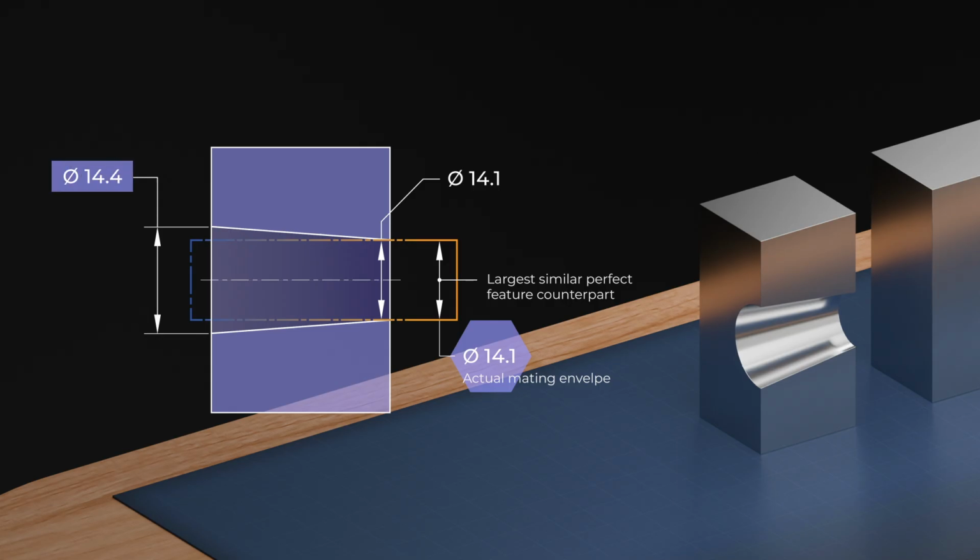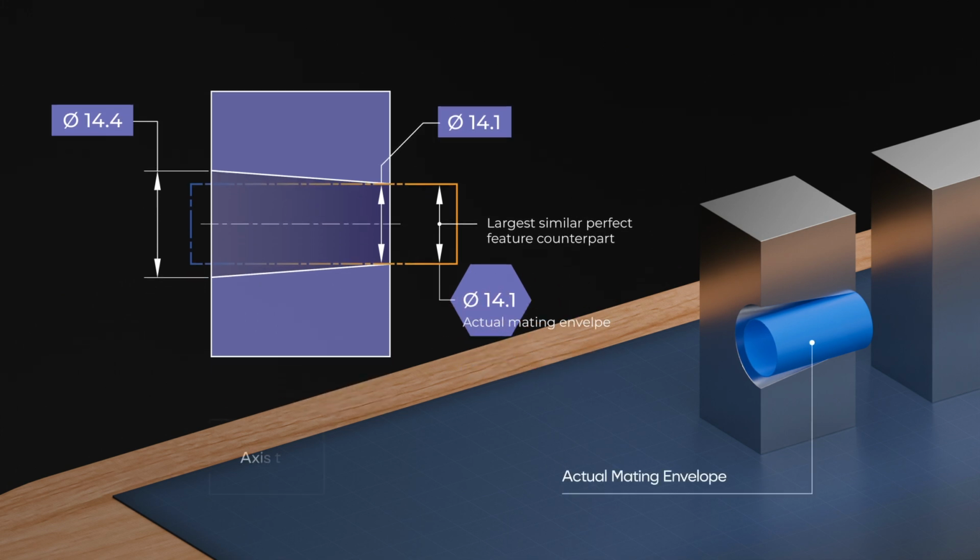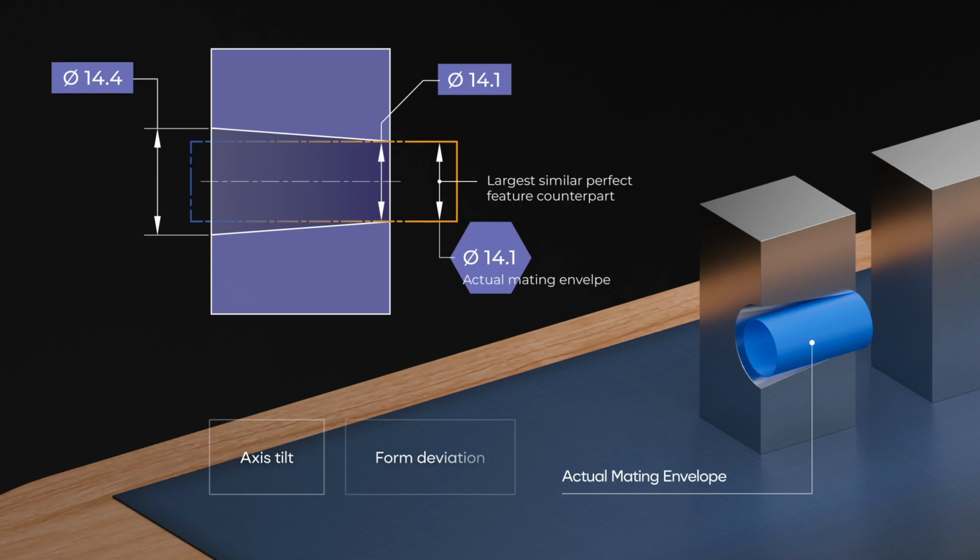If the measured hole size is 14.4mm and the smallest local size measured inside the hole is 14.1mm, then the actual mating envelope condition is satisfied. The part will accept the mating pin, even when there is axis tilt or form deviation. The condition is still met as long as the actual hole sizes remain larger than the AME.